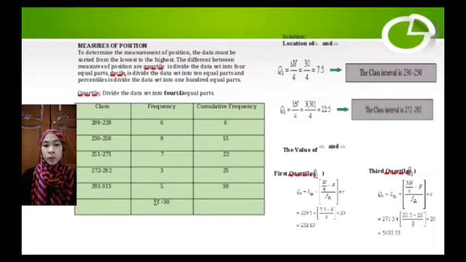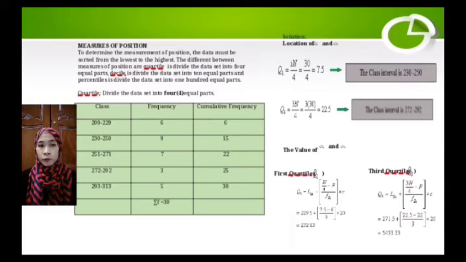Okay, I will talk about the measure of position. To determine the measure of position, the data must be sorted from the lowest to the highest. Quartiles divide the data set into 4 equal parts. So the solution is the location of quartile 1 and quartile 3.